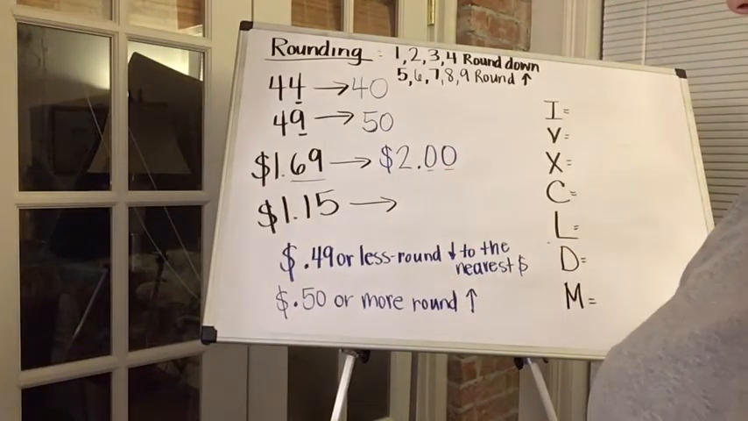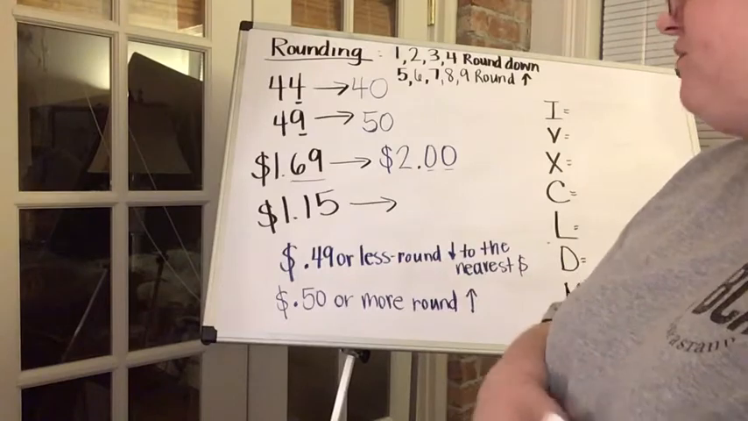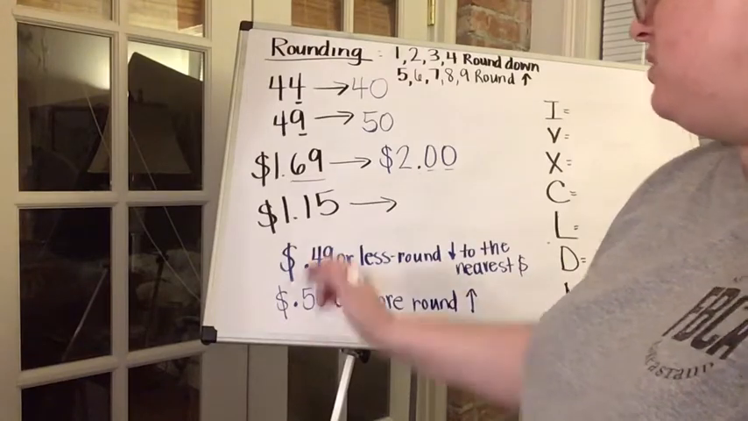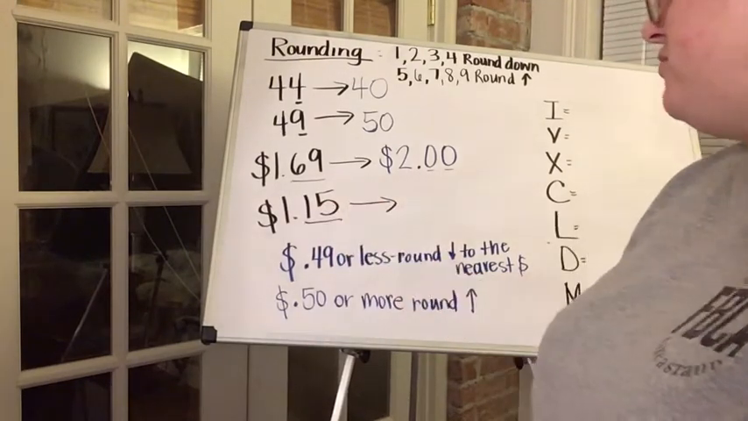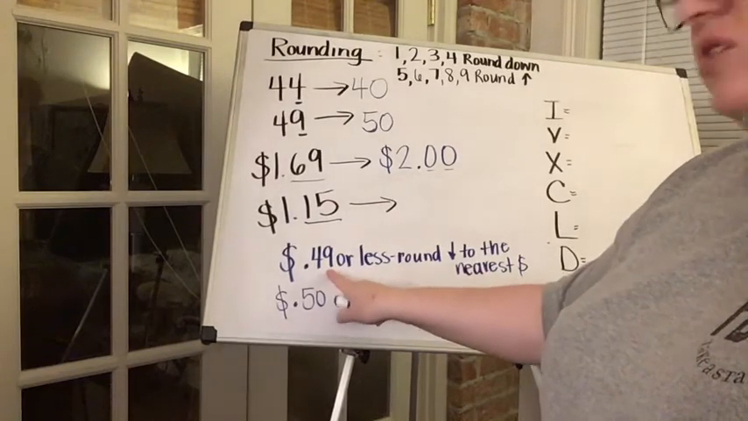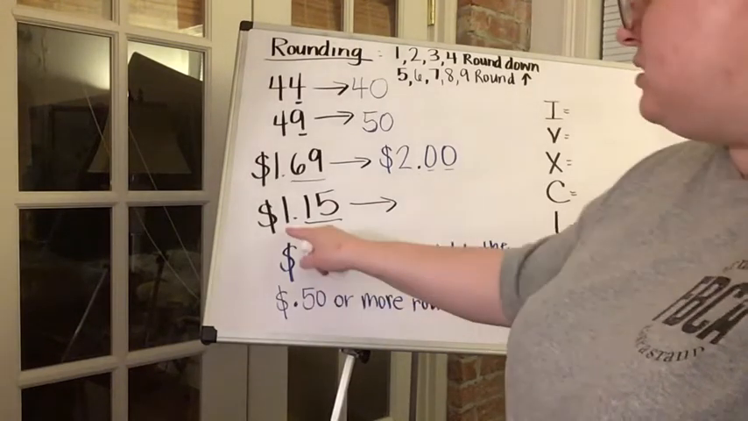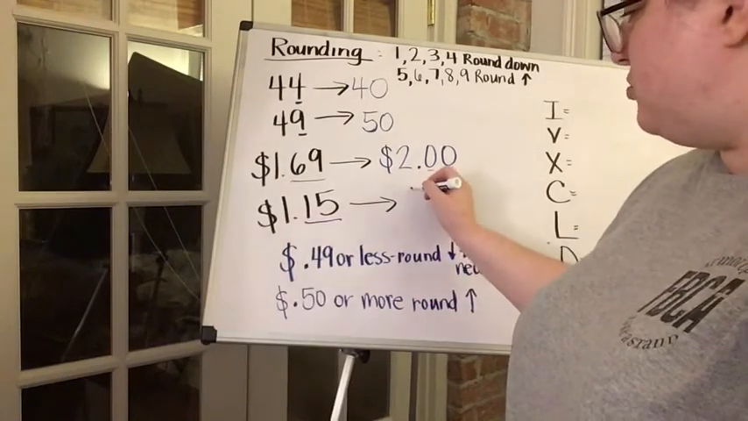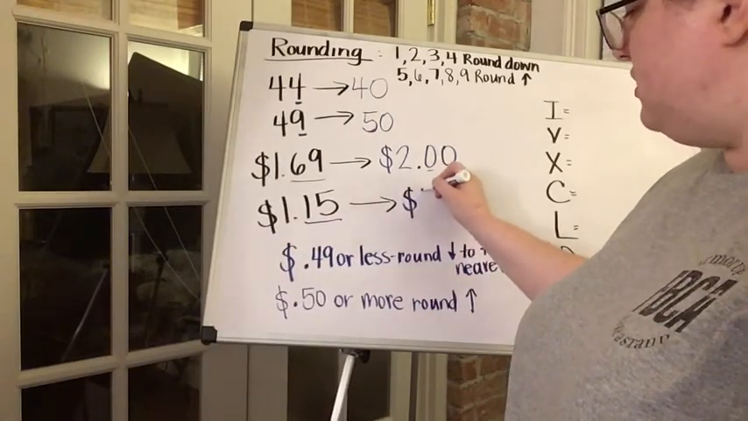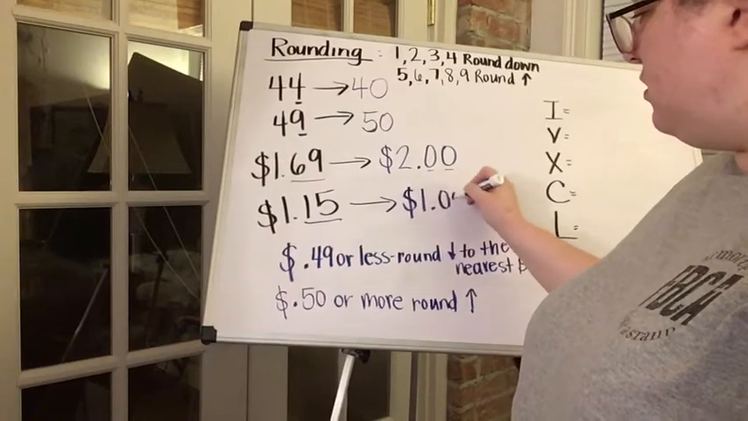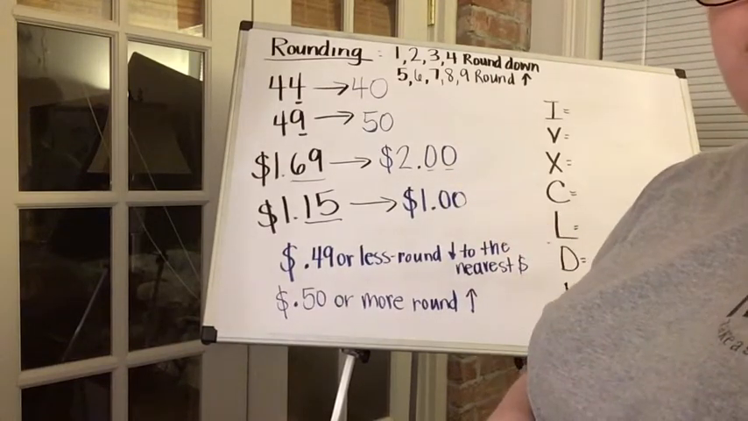Okay? Let's look at this one, $1.15. We're looking at this number, 15. That goes with this rule. 49 cents or less, we round down to the nearest dollar. So here's the dollar. So this one's not closer to $2. It's closer to $1. Okay?